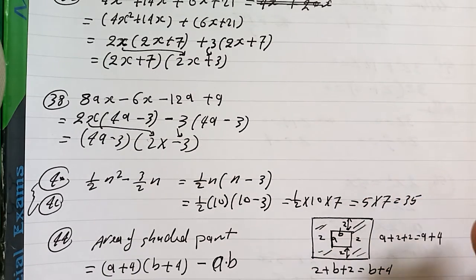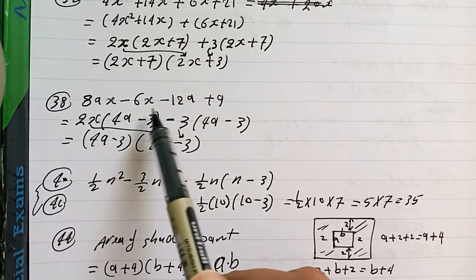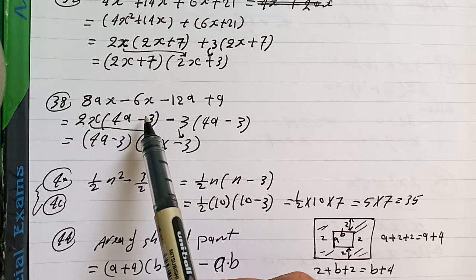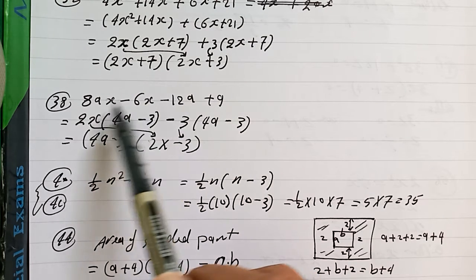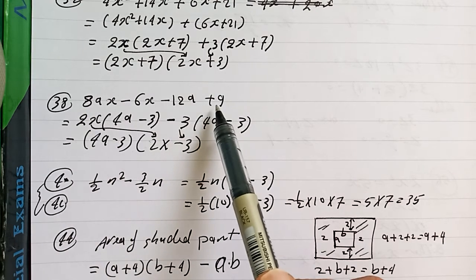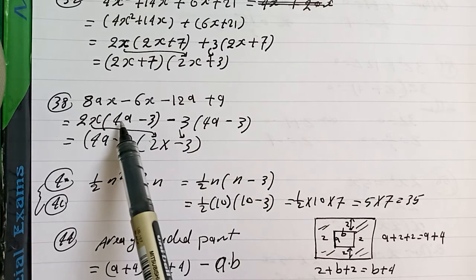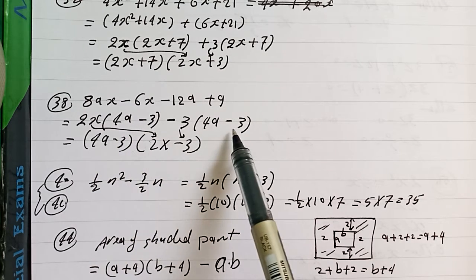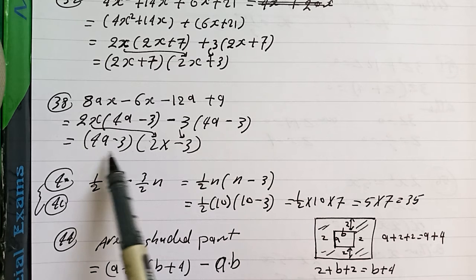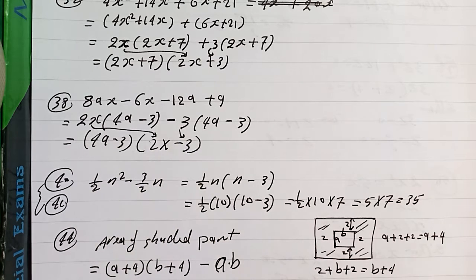Number 38. 8ax minus 6x minus 12a plus 9. Also the same type, factoring by using grouping. The first 2 will have common factor 2x. The last 2, they will have common factor negative 3. And the remaining will be 4a minus 3, 4a minus 3. Take them as the common factor. It will be 2x minus 3.